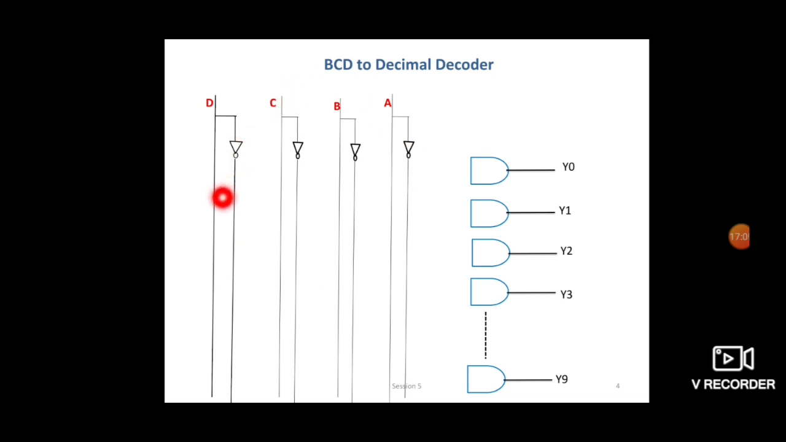We don't have the data lines, but we have many outputs such as Y0 to Y9. We have the 10 outputs, so the circuit is also called a 1 to 10 decoder. Okay, because only one of the 10 output lines is high.